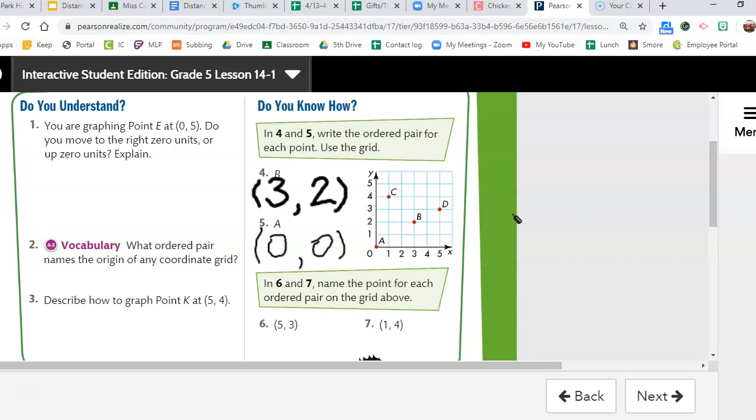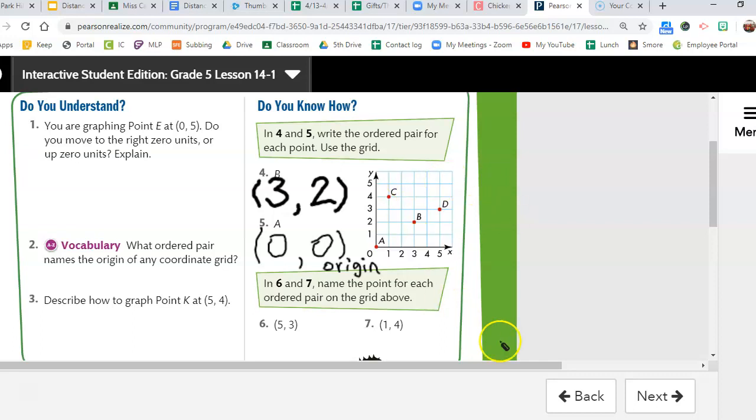Now the point 0, 0 is called the origin. All right, I would write that down if I were you. Origin. Okay, is the origin.